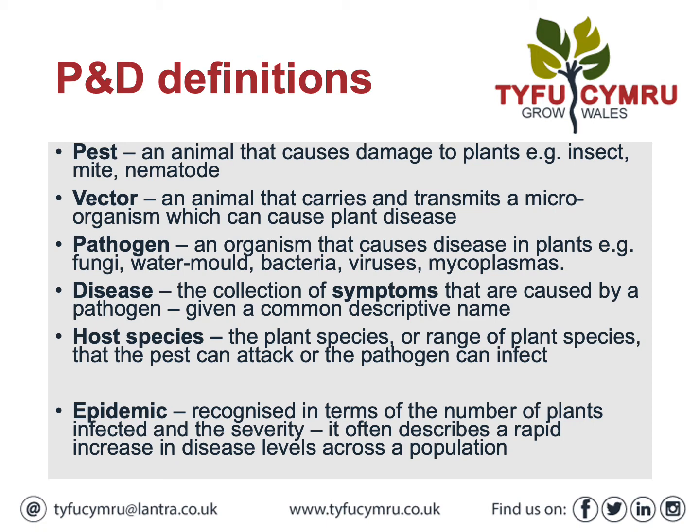The host species is a plant species, or maybe a range of plant species, that the pest can attack or the pathogen can infect. And when those infections become serious, it's called an epidemic. So an epidemic is classified, it's recognized in terms of the number of plants infected and the overall severity of the disease. And sometimes it's described as a rapid increase in disease levels across a population.